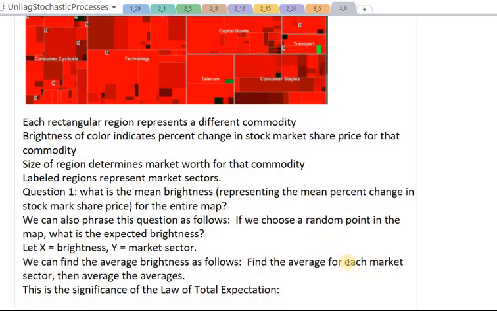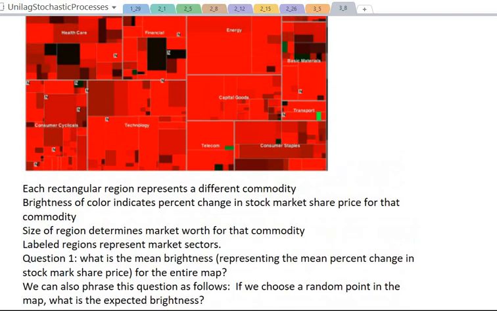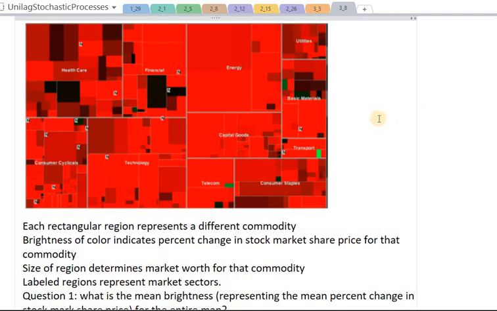Now, we could find the average brightness as follows. We could find the average for each market sector, then average the averages. So, for instance, you could look up here and ask, what's the average brightness for energy? Now, that would actually be pretty bright if we averaged over only the commodities in energy. So that would give a fairly bright contribution for this sector. What's the average brightness for this one? Basic materials. Looks like it's a little bit darker. So we'd have a darker average here.